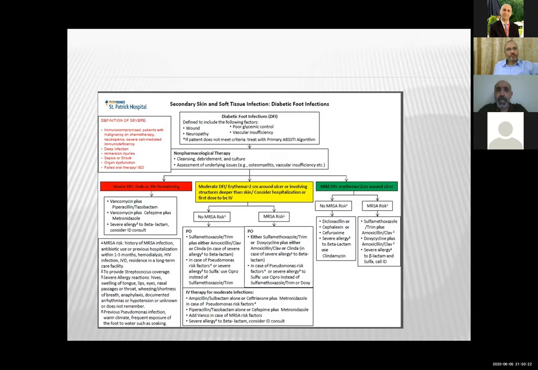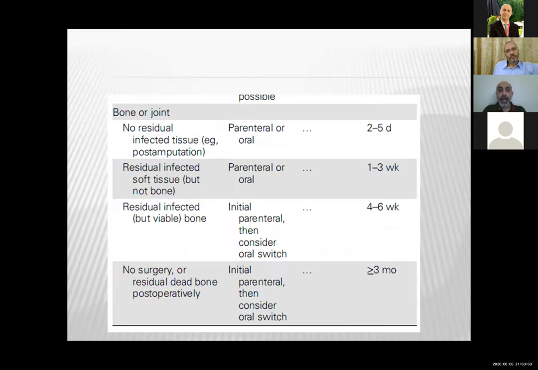And this is from St. Patrick Hospital in Montana, US, where they classified patients with diabetic foot infection or ulcer into three classes: mild, moderate, and severe. And based on each class or group of those patients, they subdivided them into those who have MRSA risk or no risk for MRSA, because that will give you an idea about which antibiotic you're going to choose, whether for outpatient therapy or inpatient.